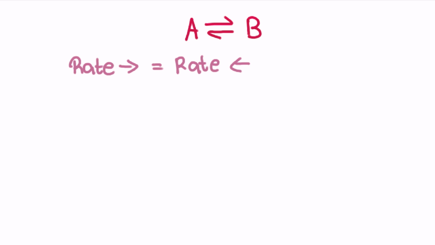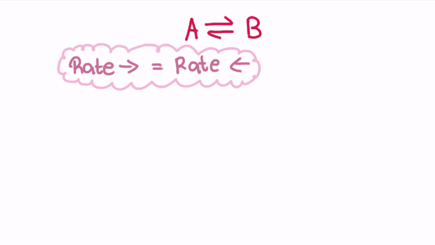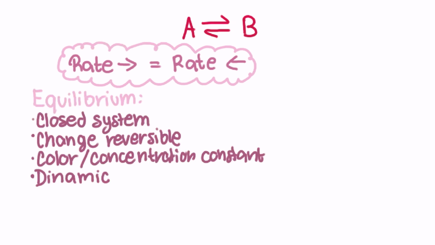If a reaction is at equilibrium, this means that the rate forward will equal the rate reverse. In order for a reaction to be at equilibrium, it must meet the following requirements. It must be a closed system so nothing escapes or enters the vessel. Change must be reversible, which is why we will be using this arrow in all equilibrium reactions. Color and concentration have to remain constant, and you have to note that it will be a very dynamic process.